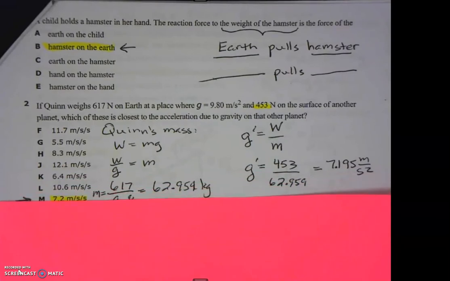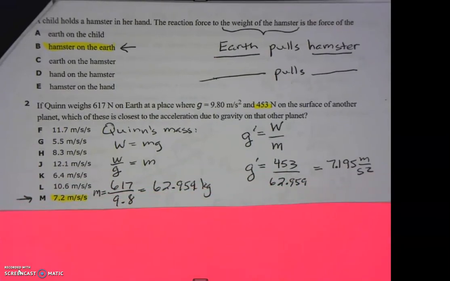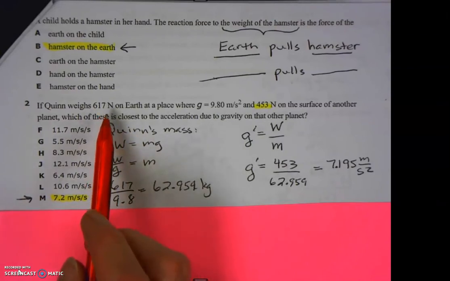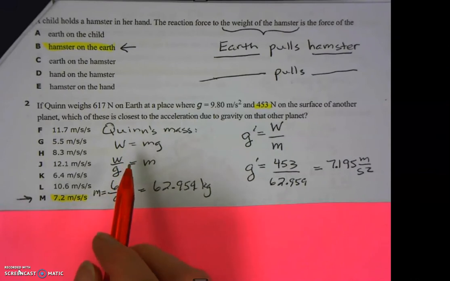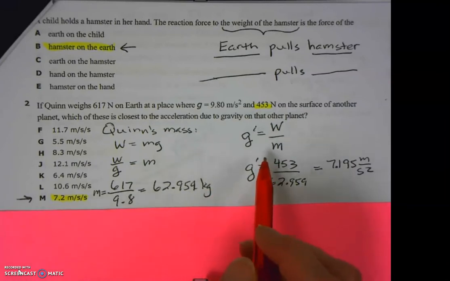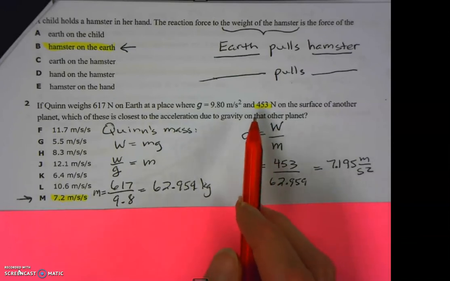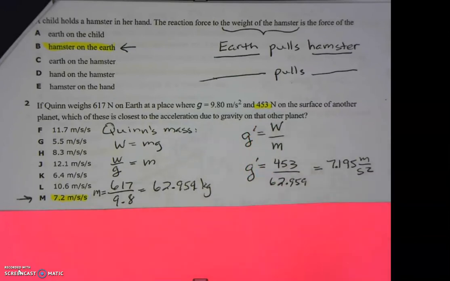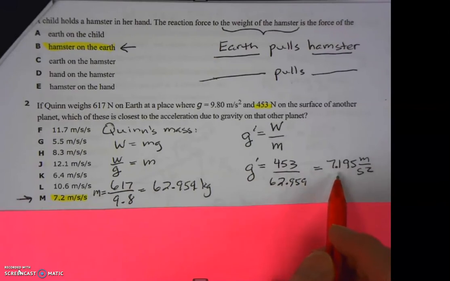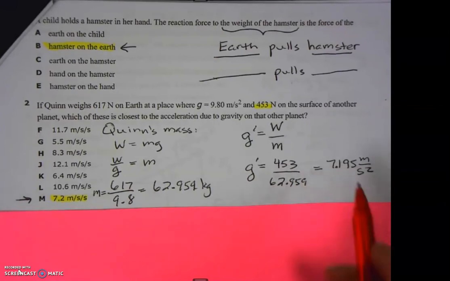There was one about an astronaut on another planet named Quinn. In this case, we're given Quinn's weight on planet Earth in newtons. So we have to calculate Quinn's mass. And once we get that mass of almost 63 kilograms, we then rearrange the same weight equation so that we can solve for g. This time we put in the new weight that Quinn has on the other planet and divide by mass. And once we have that done, we can get g, which you might call g prime because it's different from Earth. This particular one is 7.195, so I choose 7.2.